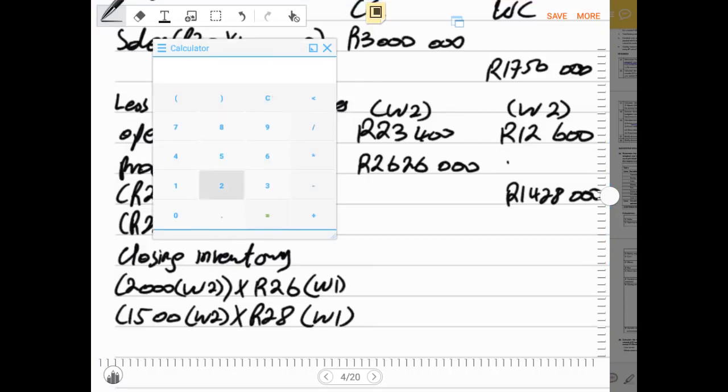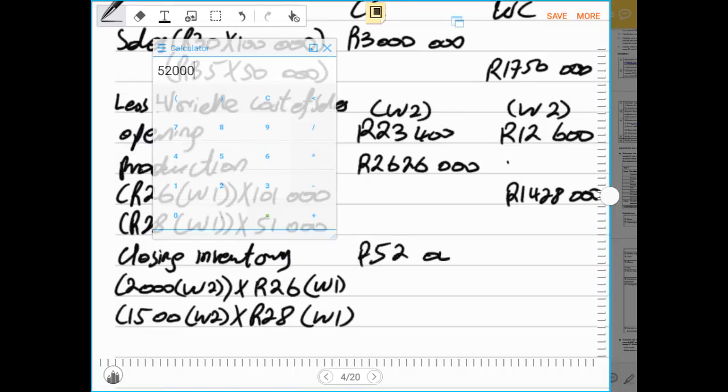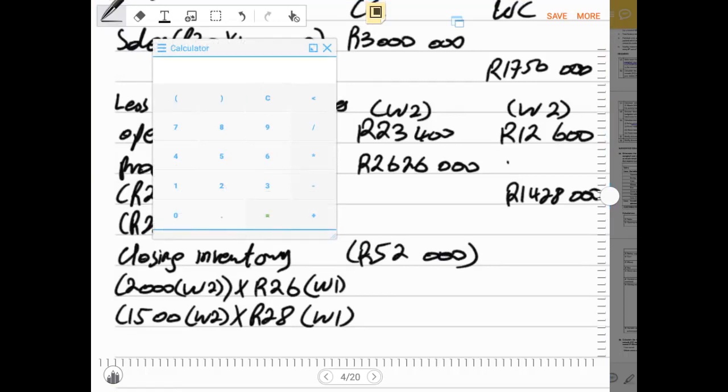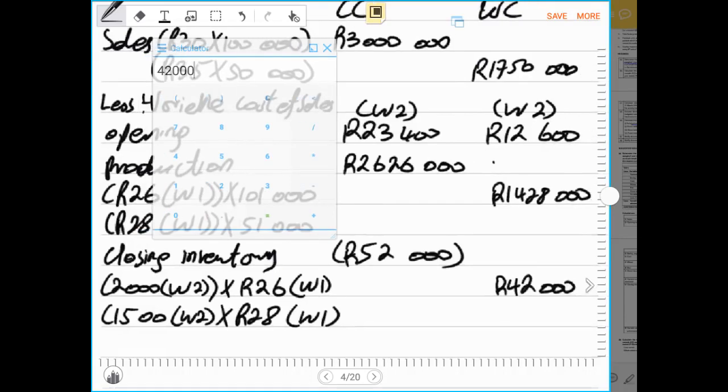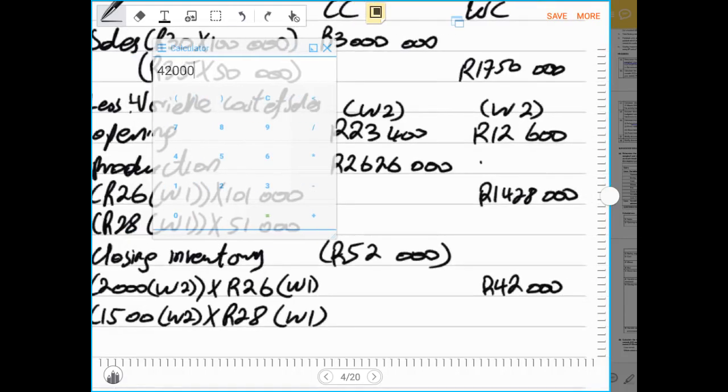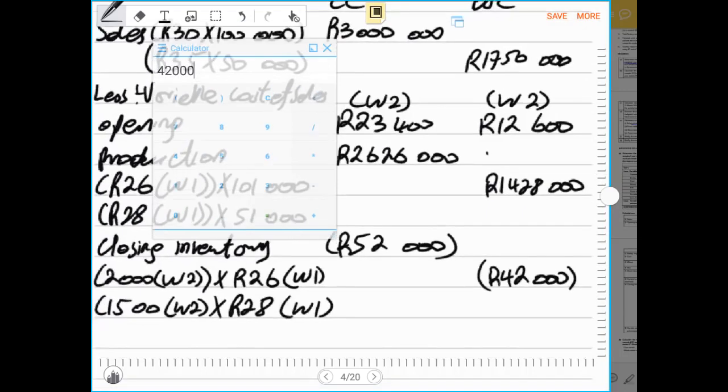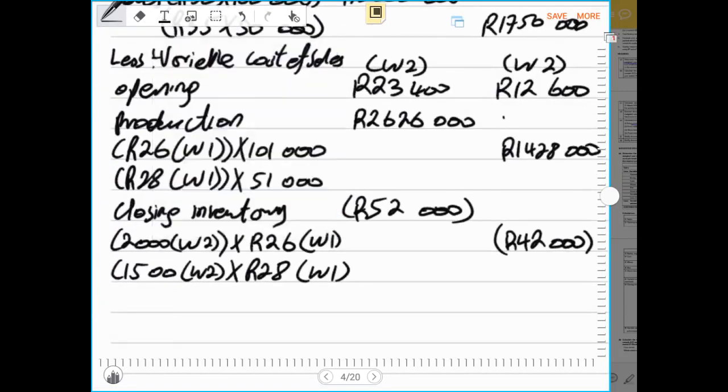Then after now I say 2,000 units times this by 26, and it gives me a total of 52,000 rands. This is 52,000 rands, which is the value of the closing inventory by the end of the period. Then after, 28 times this by 1.5 gives me the total of 42,000 rands as the cost of the closing inventory by the end of the budgeted period, which is the budgeted closing inventory.